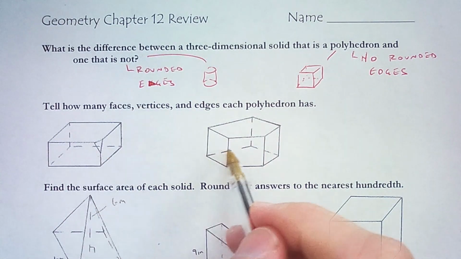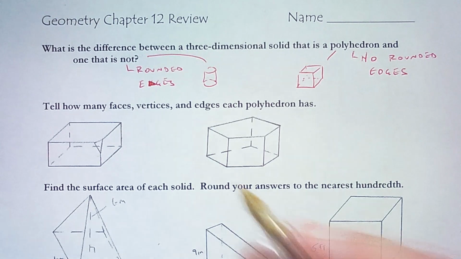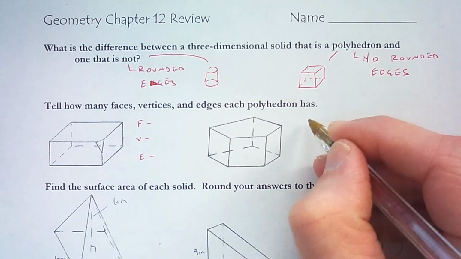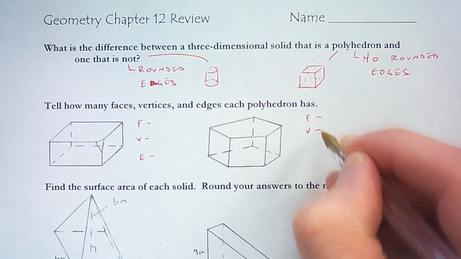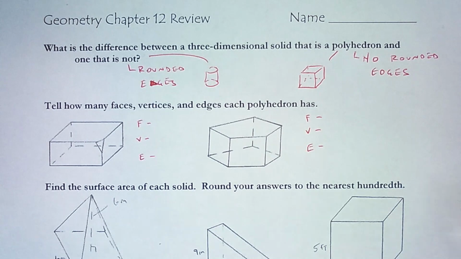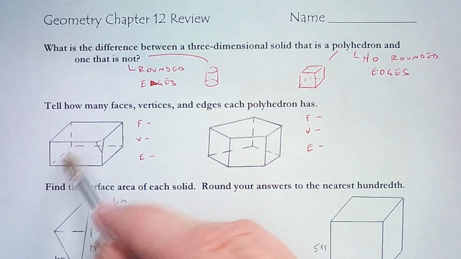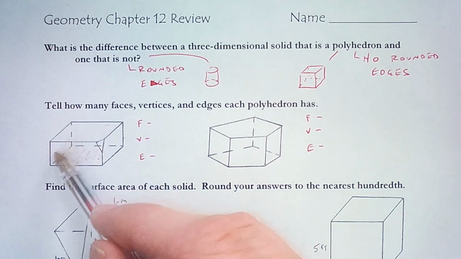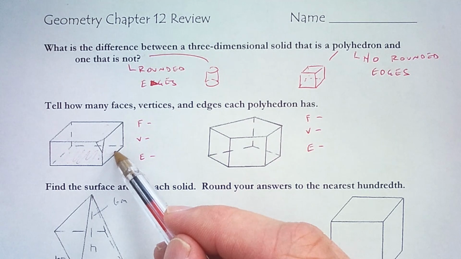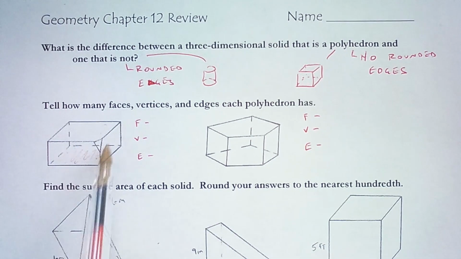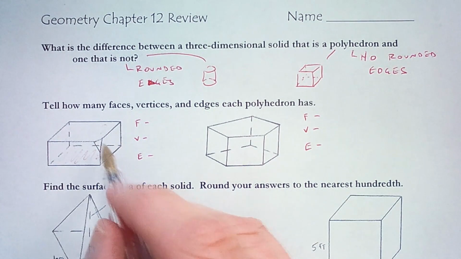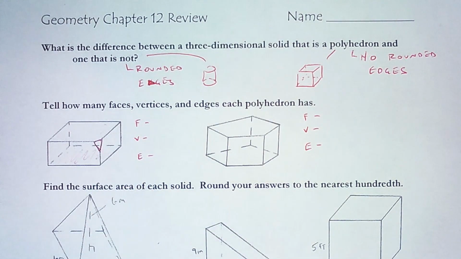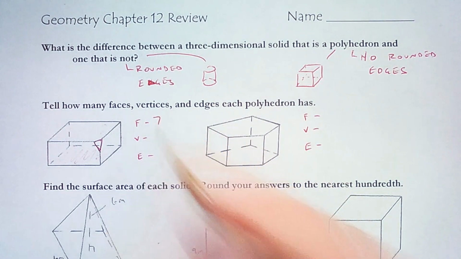Okay, now here we have two polyhedra, and we want to know the number of faces, vertices, and edges for each of these. So for the number of faces, on this one here, we have a face here on the bottom and one here on the top, so that's 2. Left and right, that's 4. And then we also have front and back, and that's 6. But then we have this one little piece right here. It's kind of sliced off the corner, and that is face number 7. So this has 7 faces.